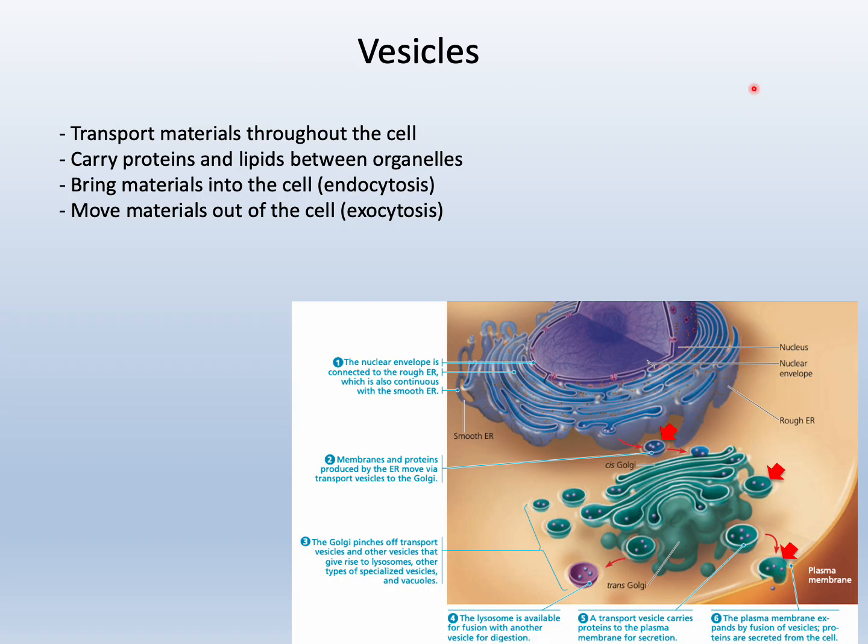Next, we have vesicles. As we mentioned before, they transport materials throughout the cell, and they carry proteins and lipids between organelles, and they do endocytosis and exocytosis. They're small membrane-bound sacs that transport materials around the cell. They can carry proteins and other molecules. You can think of vesicles as the delivery trucks of the cell.